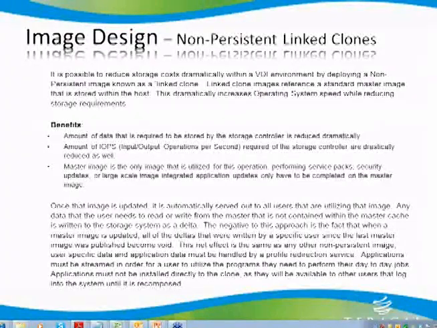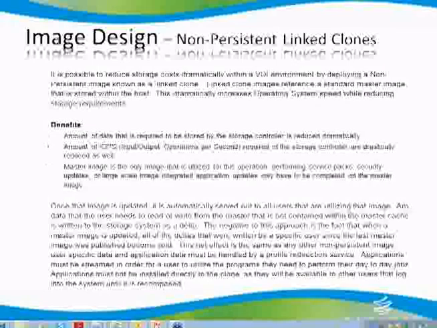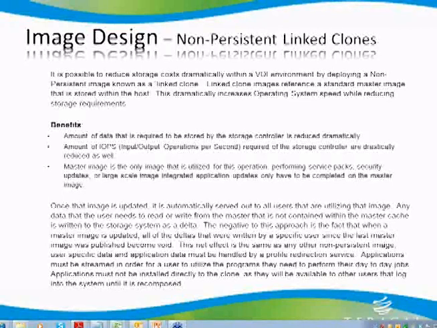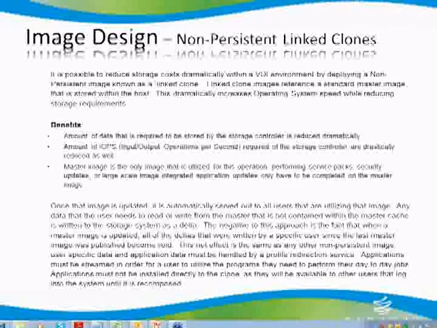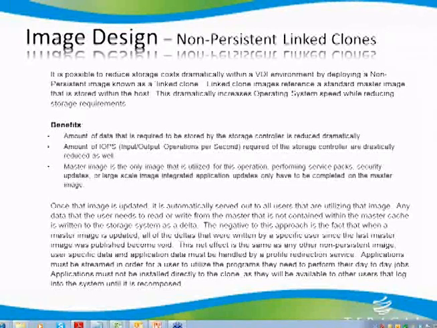And I know I keep harping on this, but again, it's very, very important. Applications must be streamed in order for a user to utilize the programs that they need to perform their day-to-day jobs. Applications must not be installed directly to the clone, as they will not be available to users who log into the system until it's recomposed.